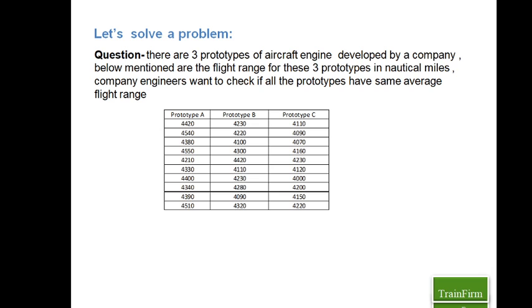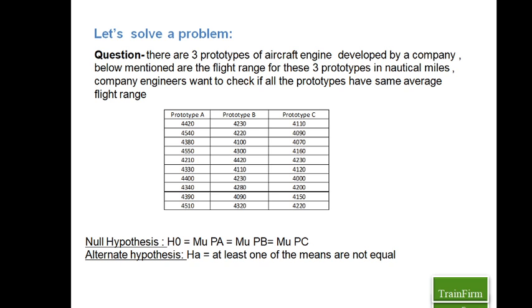So the engineer wants to check whether prototype A is equal to prototype B is equal to prototype C or not, and the alternate is that at least one mean is different from the remaining prototypes. So the null hypothesis is that the mean nautical miles covered by prototype A is equal to the mean nautical miles covered by prototype B is equal to the mean nautical miles covered by prototype C. The alternate hypothesis will be that at least one of the means is different. Okay, so here is what you will need to do.